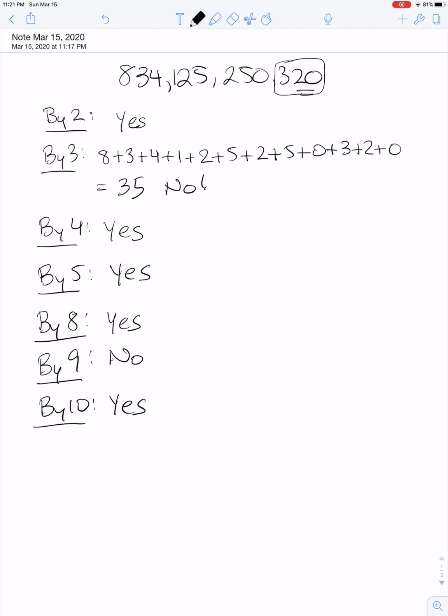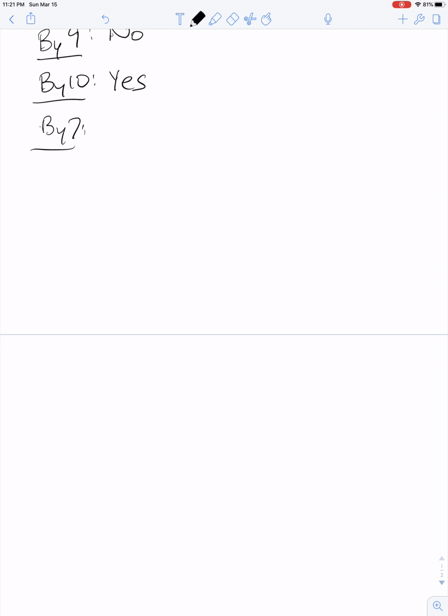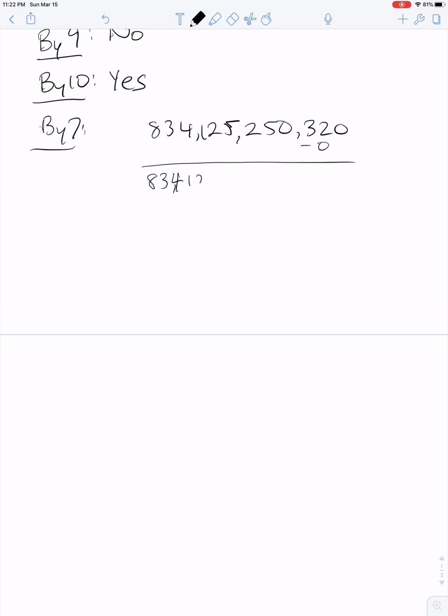So let me rewrite this number. Let me scroll down to give myself some room here. So we'll do 7. This is going to take a lot of steps. So 834,125,250,320. In this case, we're going to multiply 0 by 2, which isn't going to give us anything. And so we're going to subtract 0. So we're basically just going to get rid of the 0.